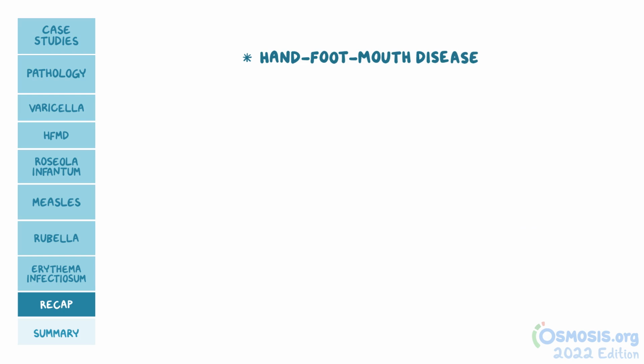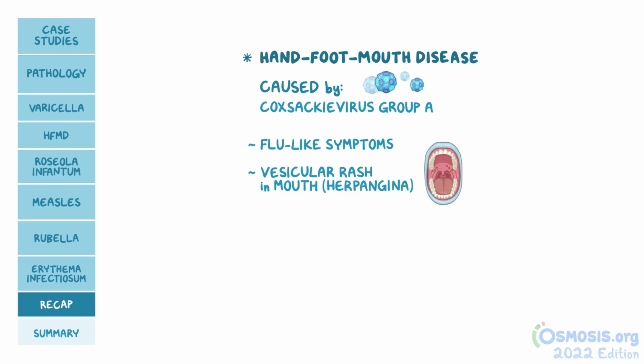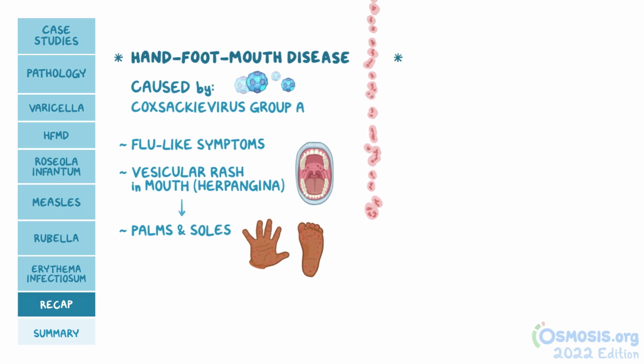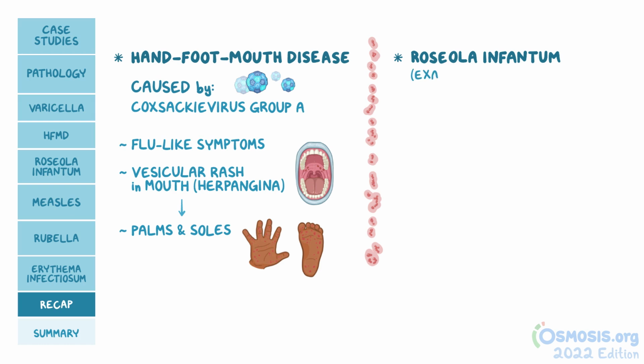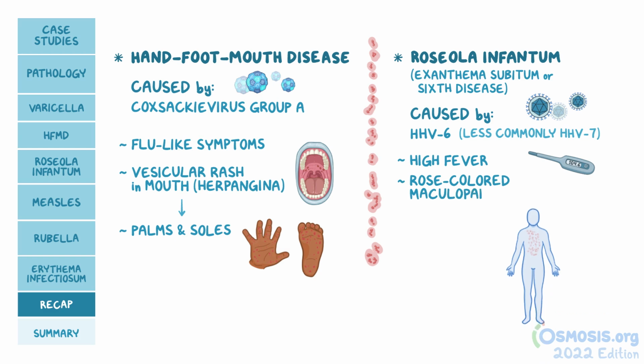Hand-foot-mouth disease is a vesicular rash caused by Coxsackie virus group A and causes flu-like symptoms followed by a vesicular rash that begins in the mouth, called herpangina, and then moves to the palms and soles. Roseola infantum, also called exanthema subitum or sixth disease, is caused by HHV6 and less frequently HHV7. It's characterized by high fever that may last for several days, followed by a rose-colored maculopapular rash that begins on the trunk and then spreads to the extremities.